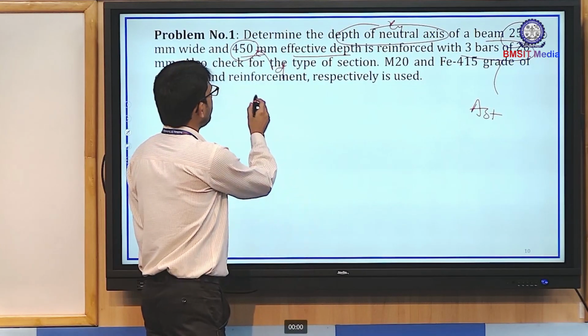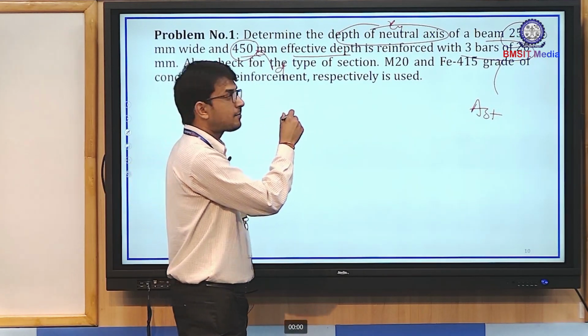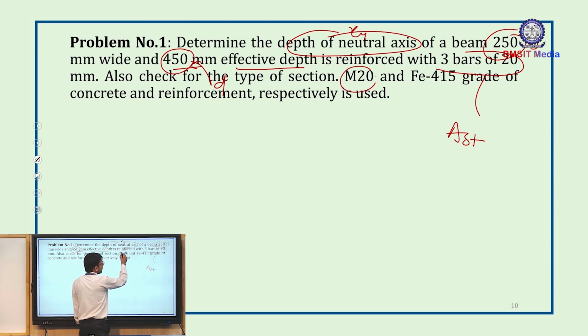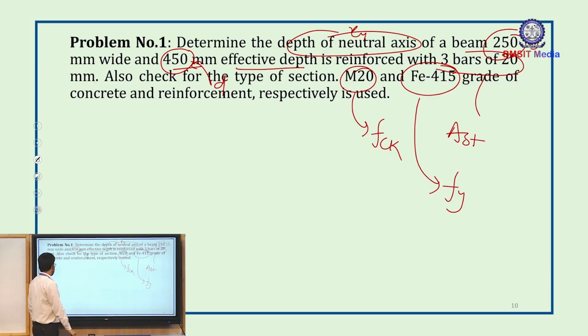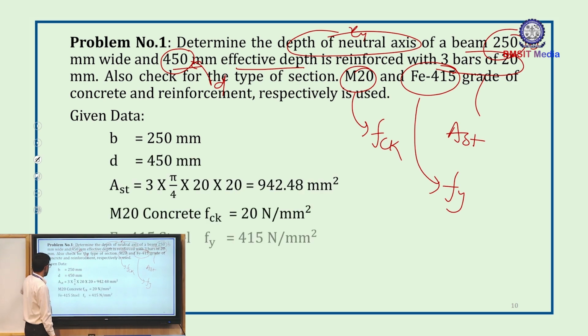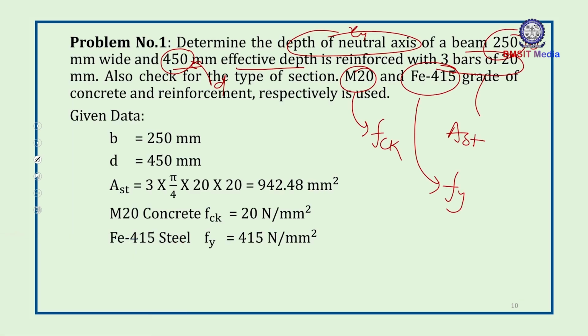After that we have the grade of the material. M20 gives us the fck, the characteristic strength of the concrete, and Fe415 reinforcement gives us the yield strength. So these are all the data given to us, and we will consider that. Before solving, we have to write the given data. You can see this is the given data.